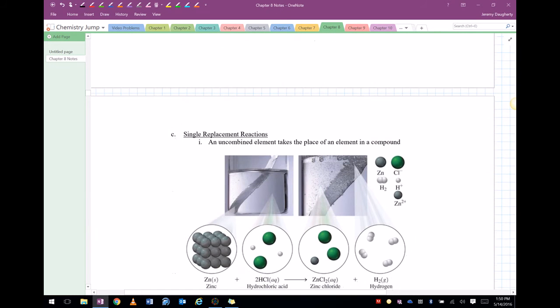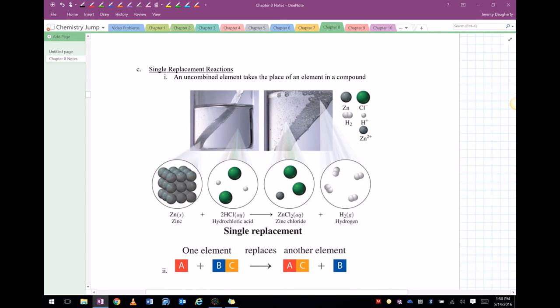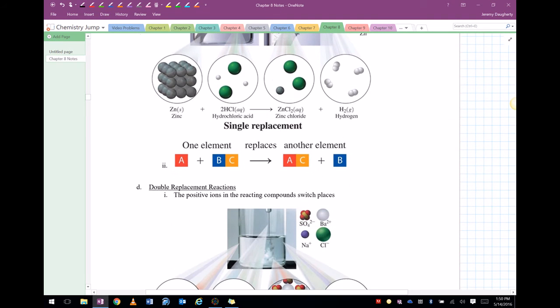Now, the next 3, you are expected to be able to predict. So the first one is the single replacement reaction. And for this, you usually have a single element off by itself, and then it reacts with typically an ionic compound. All right, so let's look at an example here. Here's zinc all by itself. It's reacting with hydrochloric acid, HCl, and that's ionic. And so what happens is the zinc, in this case, comes and takes the place of the hydrogen. So then the hydrogen goes off by itself, and then we end up with zinc chloride.